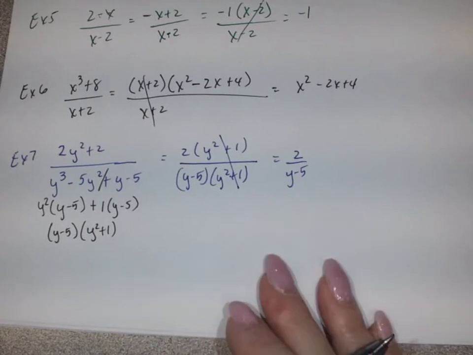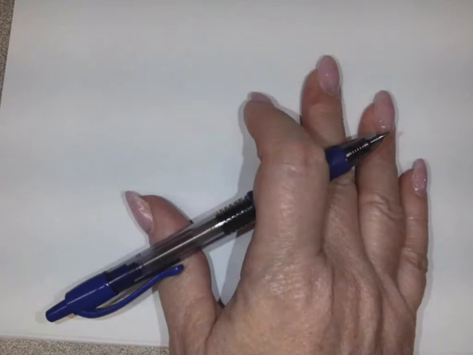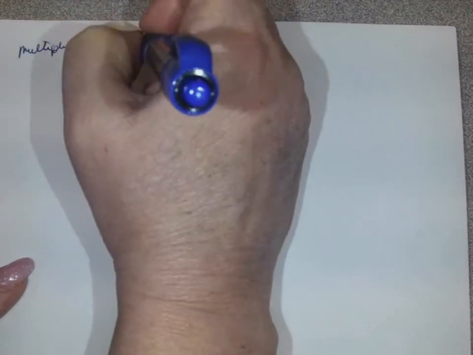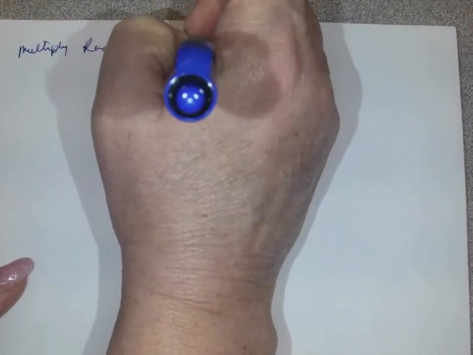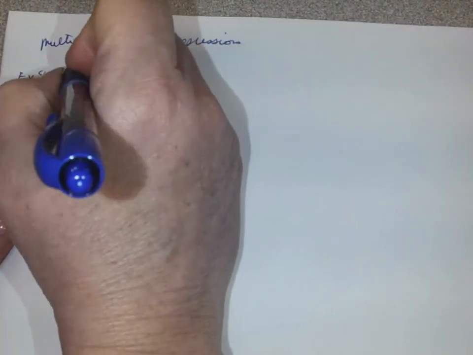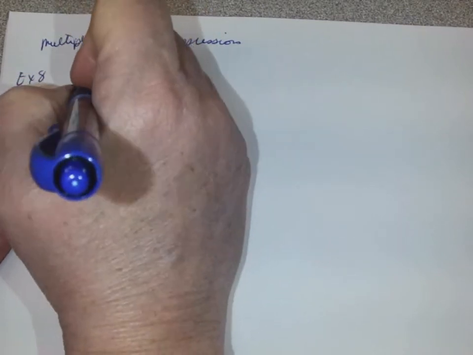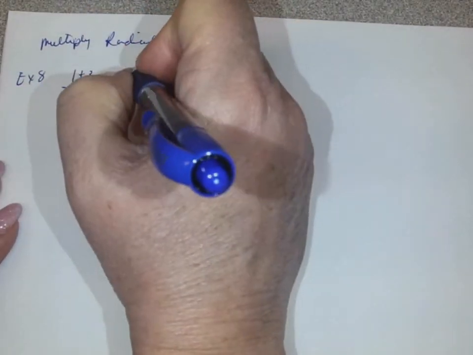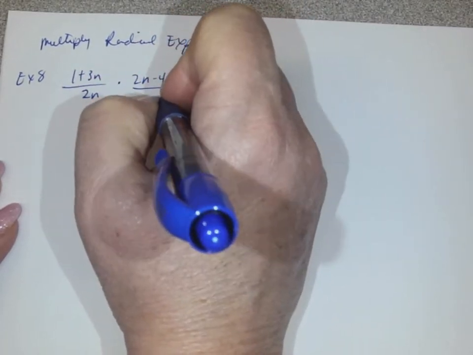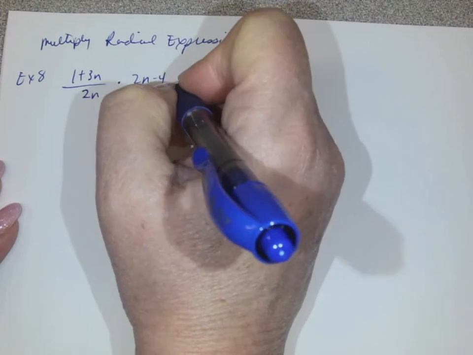All right, so we've done some simplifying of our rational expressions. Now we're going to look at multiplying. So we're going to multiply rational expressions. So this will be example 8. We have 1 plus 3n over 2n times 2n minus 4 over 3n squared minus 2n minus 1.